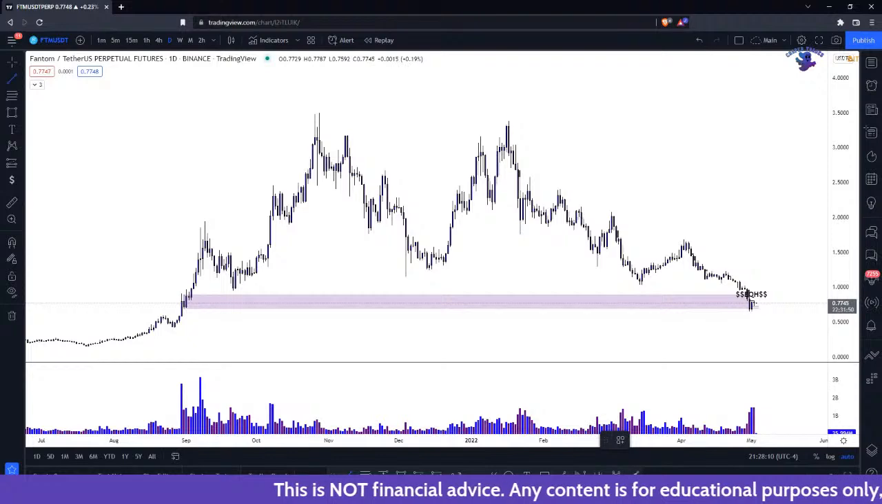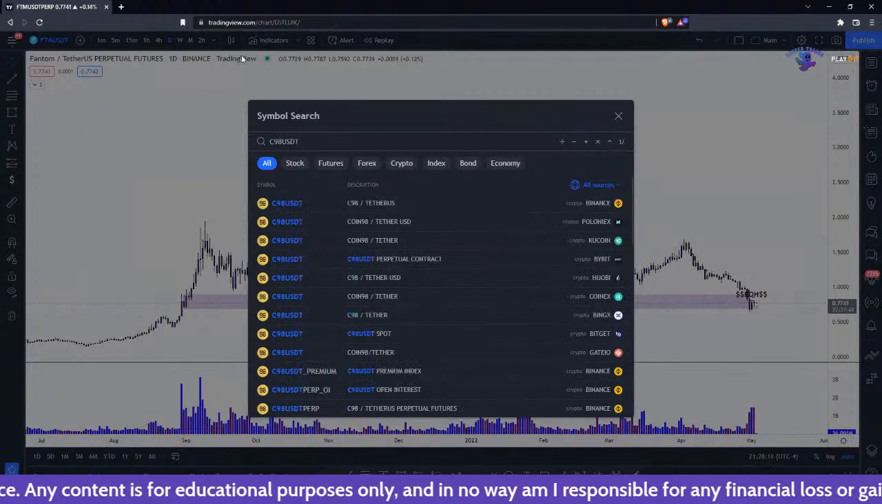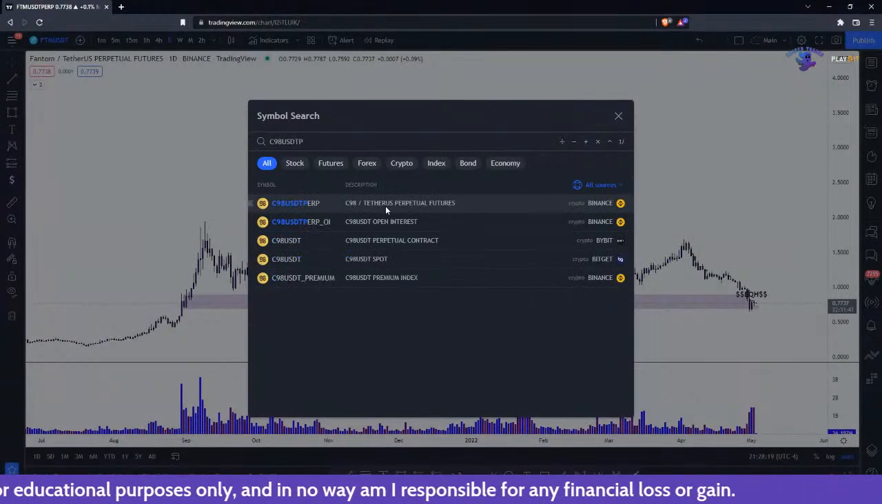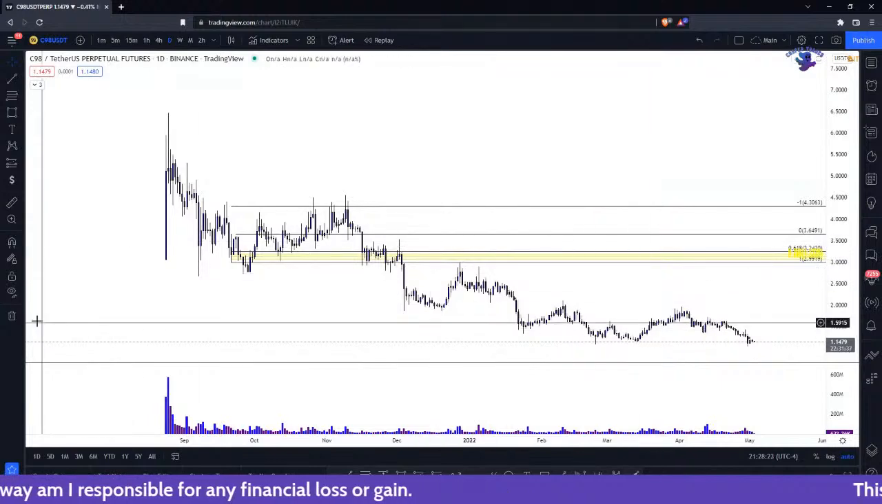Peep C98 supposed to get listed on Coinbase soon. Oh, is it really? I didn't know that. Wow, since I charted this.